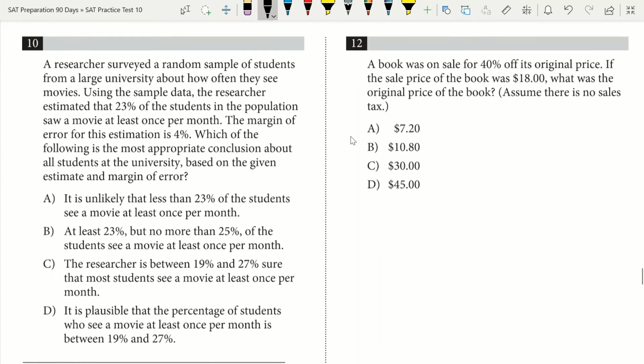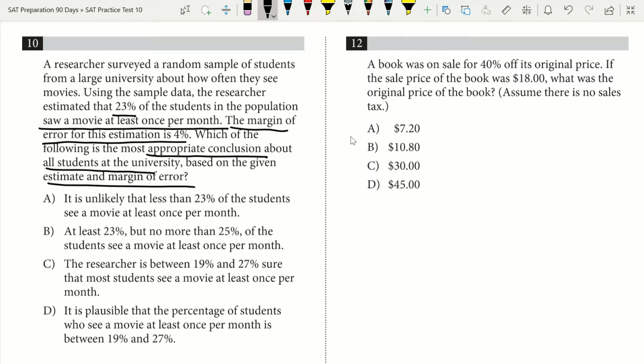All right, question 10. A researcher surveyed a random sample of students from a large university about how often they see movies. Using the sample data, the researcher estimated that 23% of the students in the population saw a movie at least once per month. The margin of error for this estimation is 4%. Which of the following is the most appropriate conclusion about all the students in the university based on the given estimate and margin of error? Okay, right here I'm looking for something that's plus or minus that margin of error.